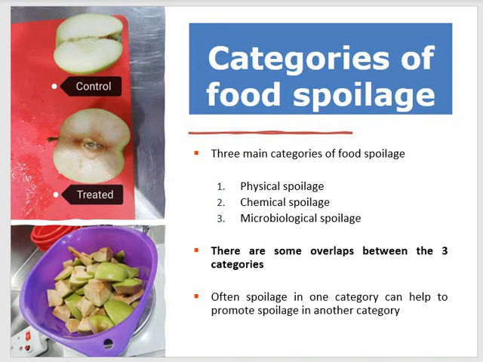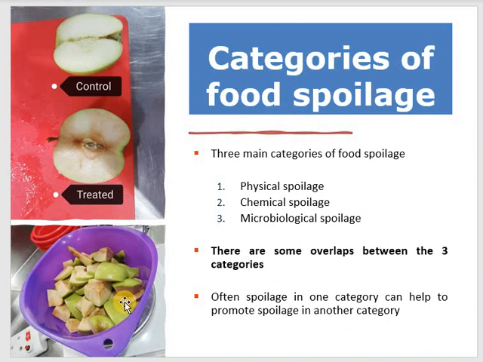So what happens is that in terms of physical, chemical, and microbiological spoilage, there's actually an overlap, and I'll explain that as we go: often spoilage in one category can help to promote spoilage in another. I'm just showing an example here, whereby if you have an apple that is bruised, that's actually physical spoilage.